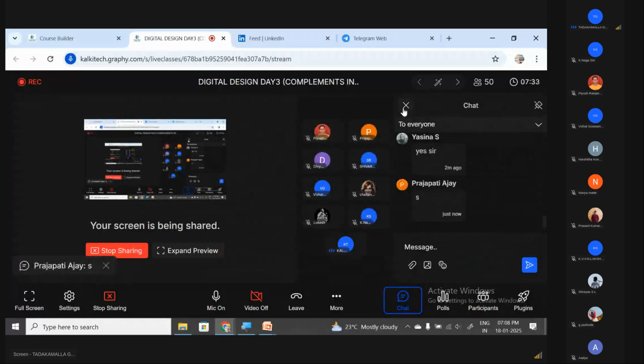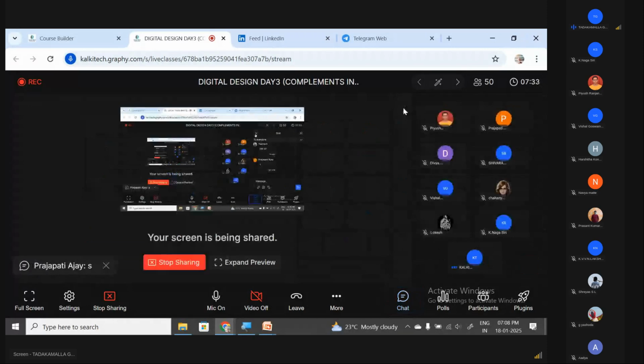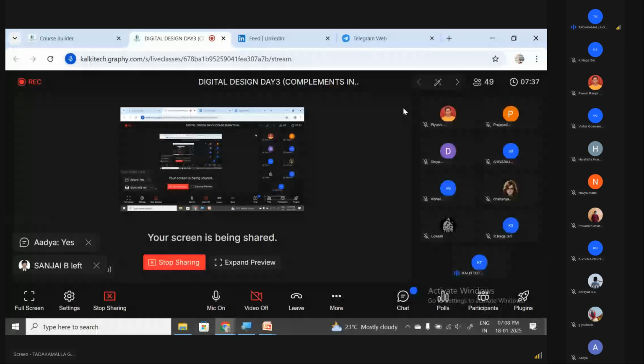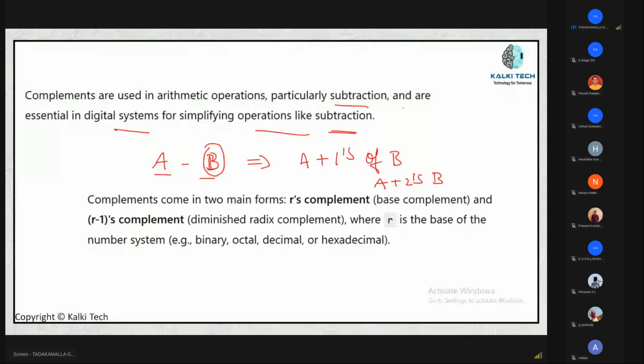Now, we have different types of complements in our number systems. Let's see one by one. There are two types of complements actually. One is R's complement and another is R minus one's complement. R's complement is also known as base complement, and R minus one's complement is known as diminished radix complement. Here R is the base of the particular number system.